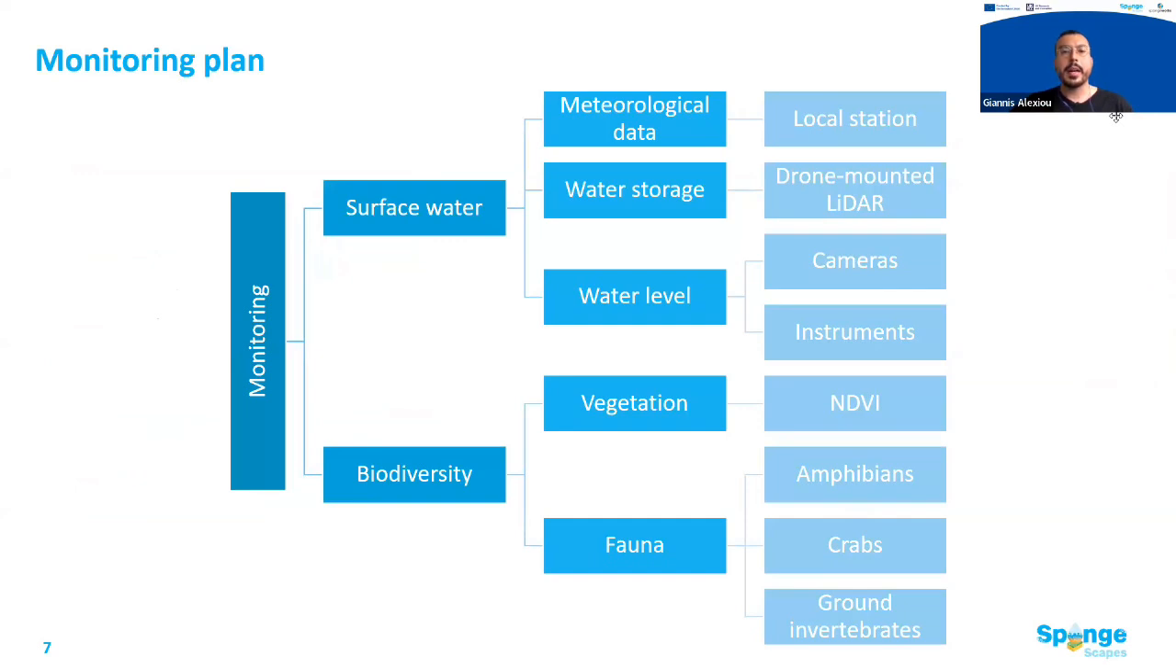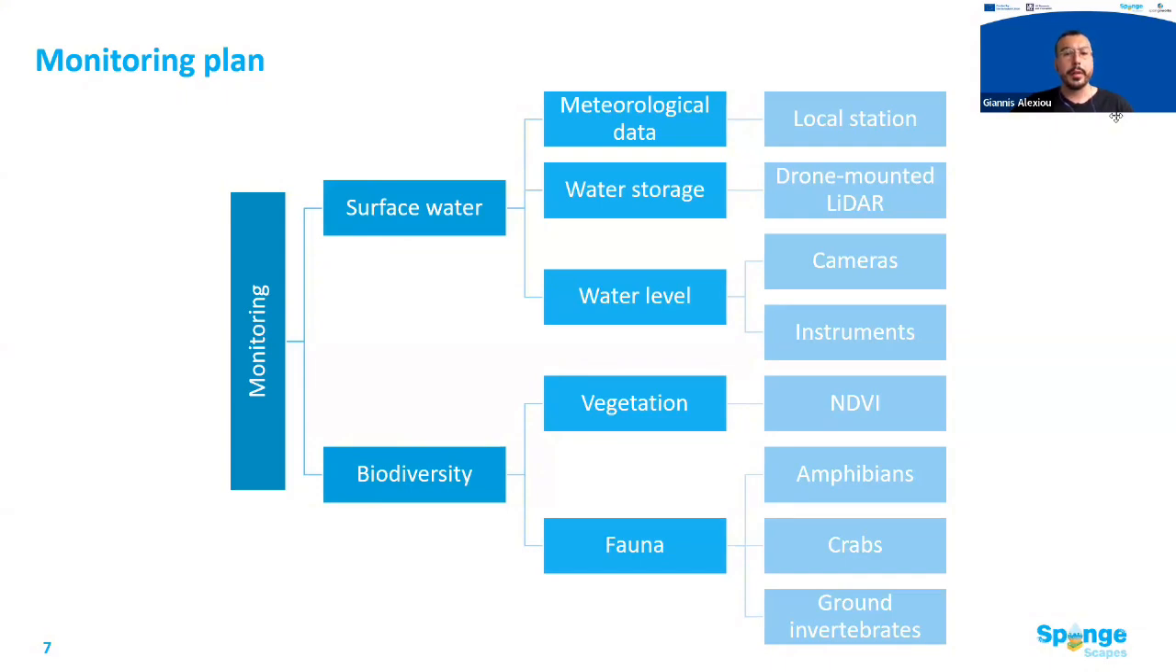It will be divided in three different topics: meteorological data that we're going to collect from the local station in Paros Island, water storage, which is something that we can find through LiDAR connected to a drone, and also the water level. And this is information that we will collect through a combination of instruments in the field that will measure water level in real time, and also cameras.